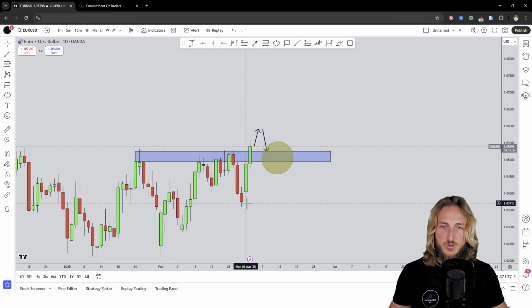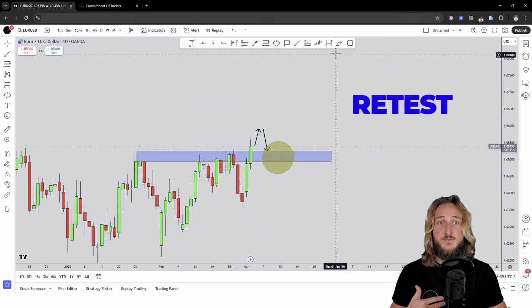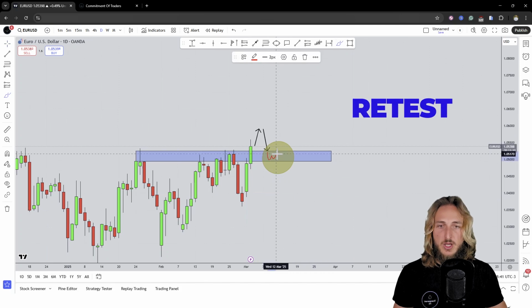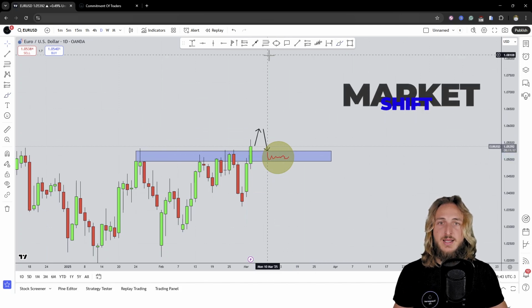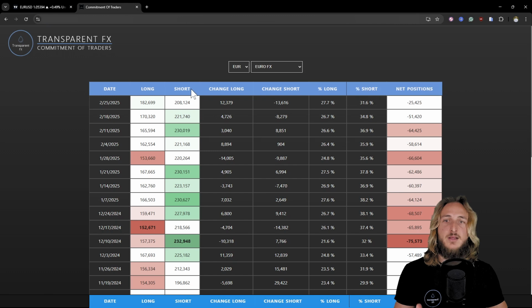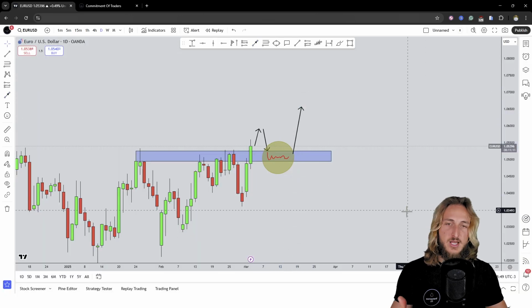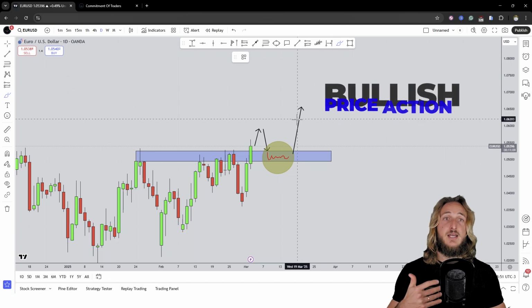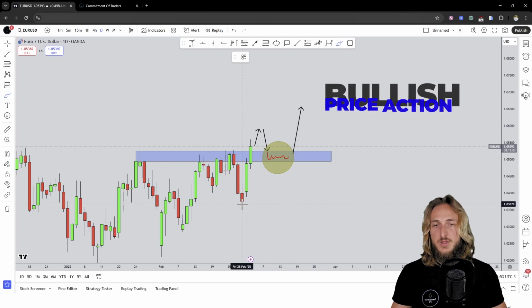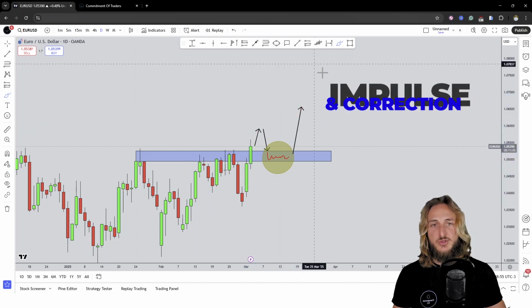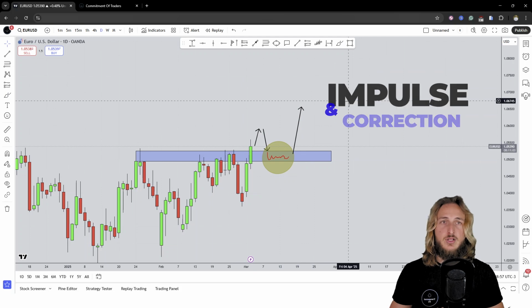So if the market will successfully break and retest this level, if the market would shift from an intraday bearish to a bullish market and institutions continue to add longs and close shorts, at that point, I definitely wouldn't be surprised to see a potential rejection to the upside away from this area, completing this daily impulse, correction and impulse pattern to the upside. That definitely wouldn't surprise me.